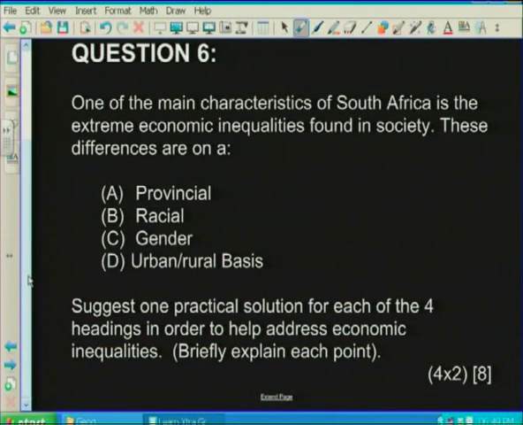All right, one of the main characteristics of South Africa, this is now question 6, is the extreme economic inequalities found in the society. These differences are based upon provincial, racial, gender, and urban-rural issues. Suggest one practical solution for each of the 4 headings in order to help address economic inequalities. Briefly explain each point.